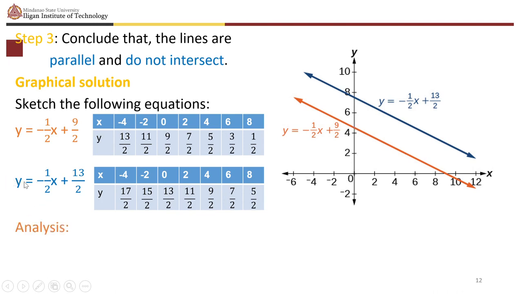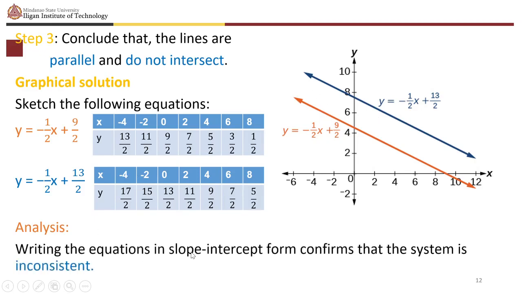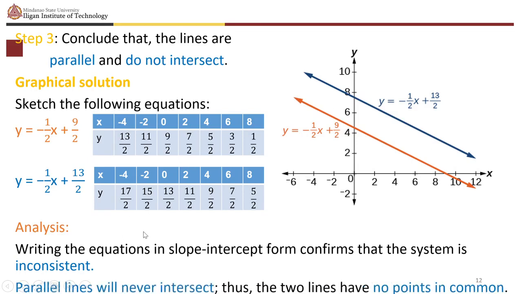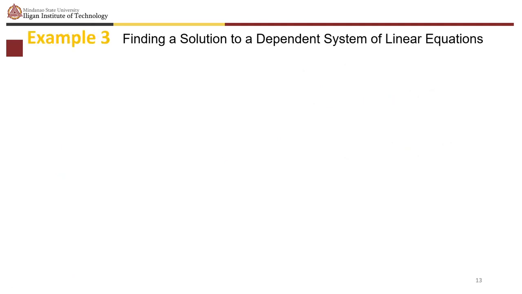And down the line, you can also sketch this similarly by taking some values of x and solving for y, and come up with this line. Okay. So what is the analysis now? Writing the equations in slope-intercept form confirms that the system is inconsistent, meaning there is no solution because there are two parallel lines and they do not intersect. Parallel lines will never intersect. Thus, the two lines have no points in common.